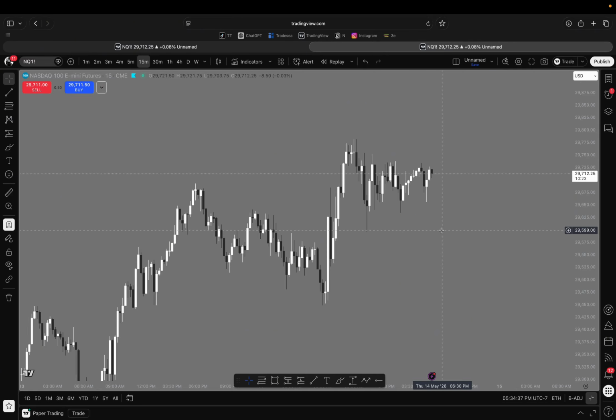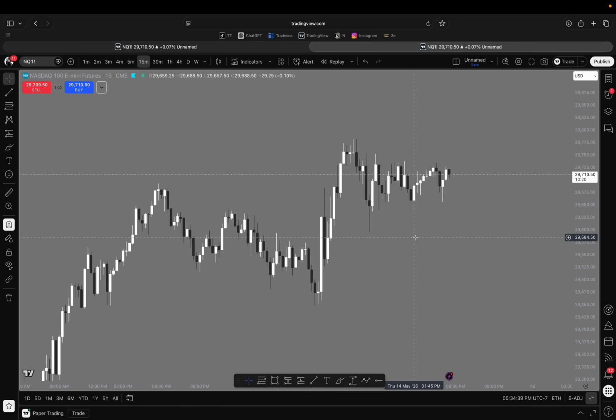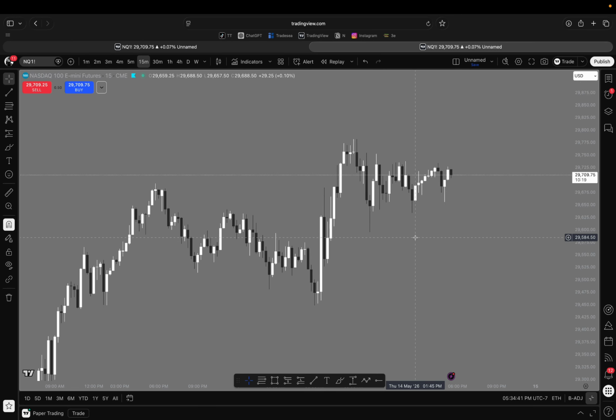I'm going to be covering draws on liquidity inside these sessions. So for you guys to first understand what that means, you need to understand the sessions. There is the Asia session, the London session, the New York AM session, the New York lunch session, and the New York PM session.